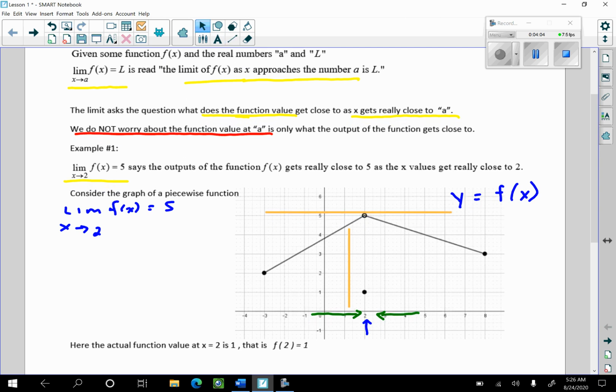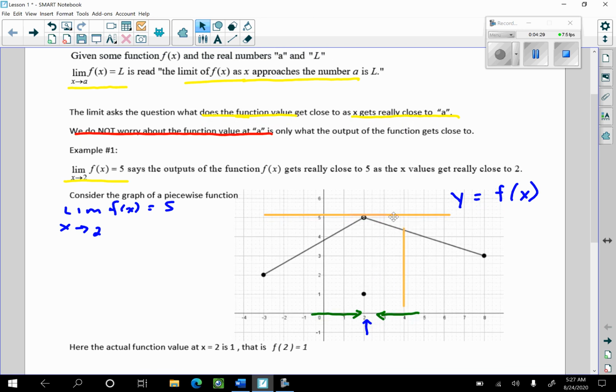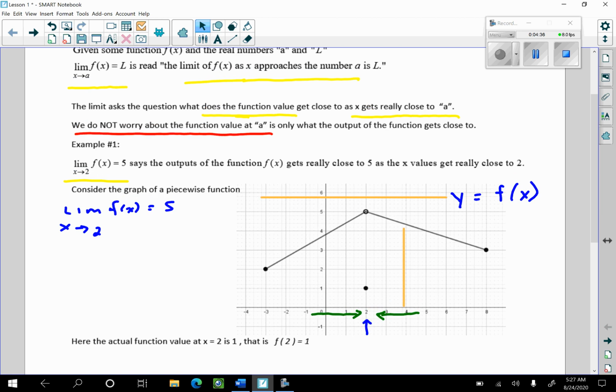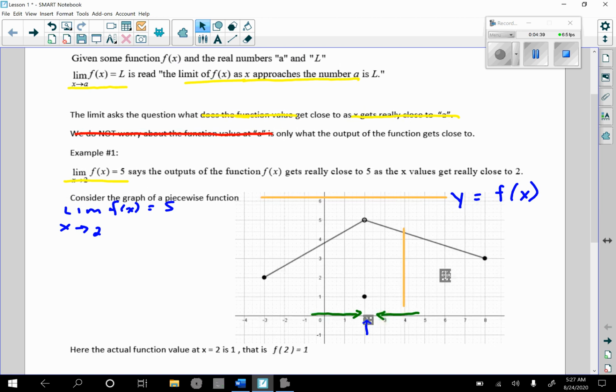Whoops, I grabbed the wrong thing. I grabbed the image. Okay, as I get close to 2, those function values are getting close to 5. In the same way, if I came over here, and the x values are getting close to 2 down here, what are the function values getting close to? Well, the function values are getting ever so close to this 5 here. Grabbed the wrong thing again. So I want to be able to grab this. There we go. Now I can grab this. Set her up there. There we go.